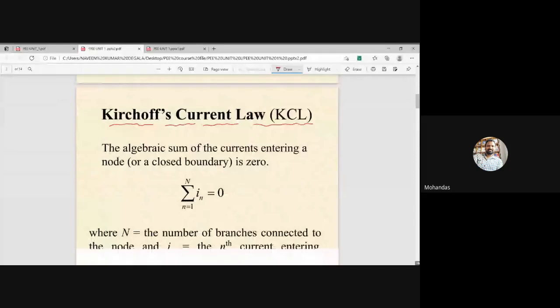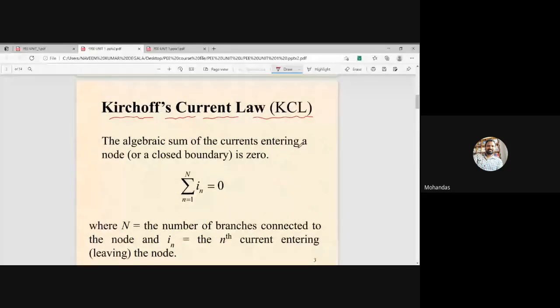So let us discuss the Kirchhoff current law. The statement is: the algebraic sum of currents entering at a node. At first, it is defined at a node. We already discussed what a node and a loop are. It is defined or stated at a node. The statement is the algebraic sum of the currents entering a particular node is equal to 0. That is one statement.